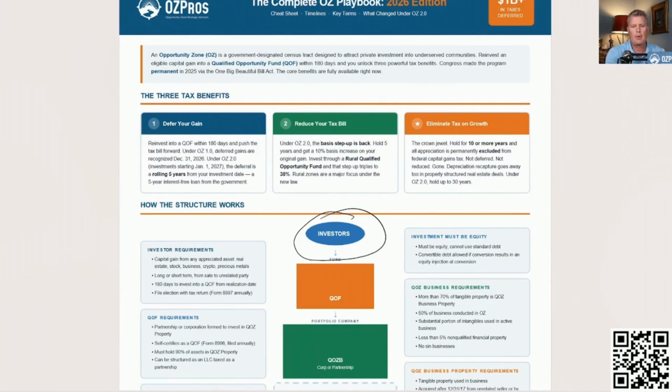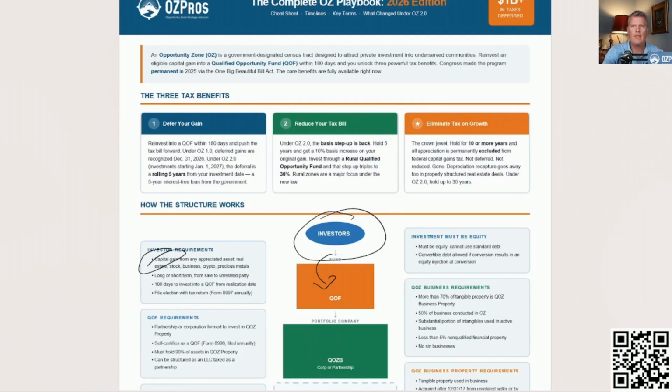You've got to have a capital gain, so it's got to come from a sale to an unrelated party. It's got to flow down into your QOF. Now, in lawyers' land, we usually use triangles here, but in this case, we use boxes just because it looked more visually appealing. But we typically don't recommend that you use a C Corp. This is going to be a flow-through entity, your LLC at your QOF level.